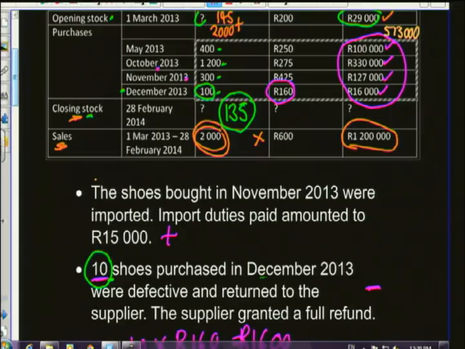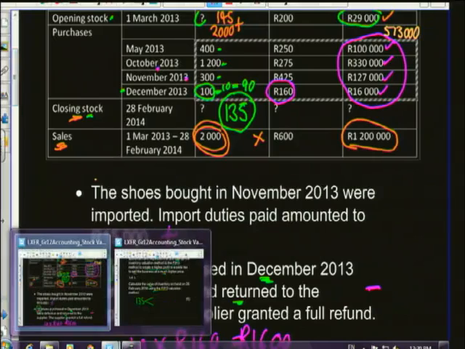Okay, very, very important that we read through our information, because we did come across returns. Right, 10 shoes purchased in December were returned. So remember, did we really purchase then 100 pairs? No, we didn't. We purchased 100, but we returned 10, which means for the month of December, what was our actual purchase? Absolutely correct. It was only 90 pairs of shoes. So let's take that through in the month of December.